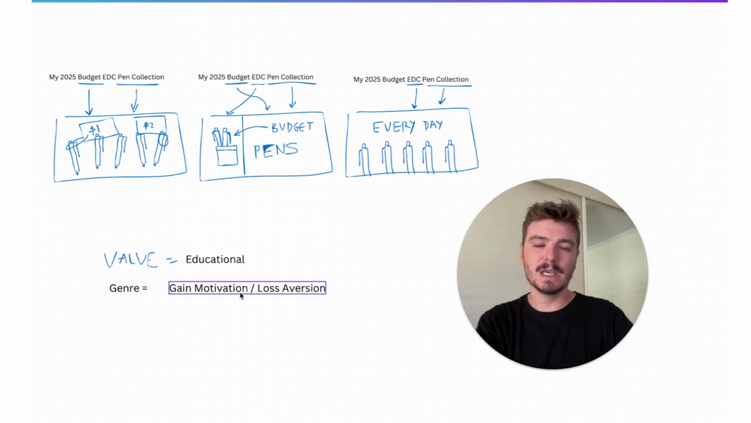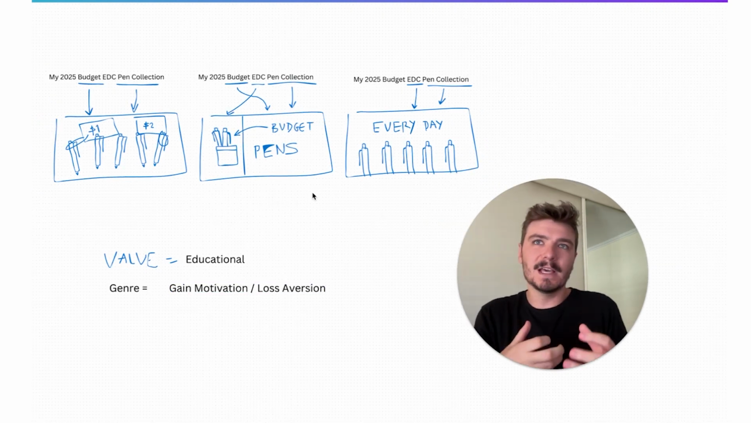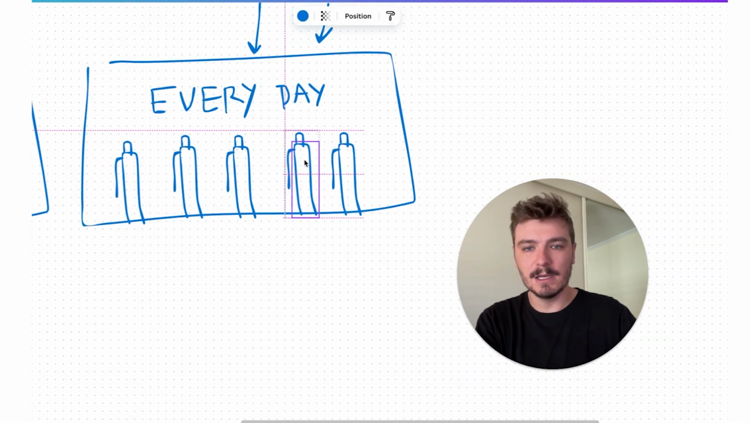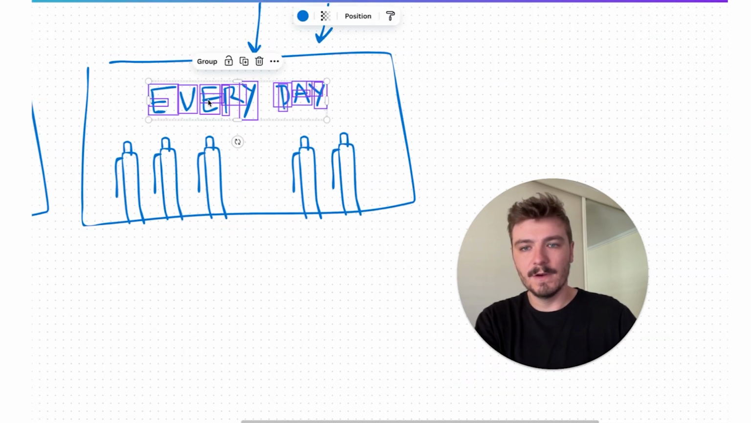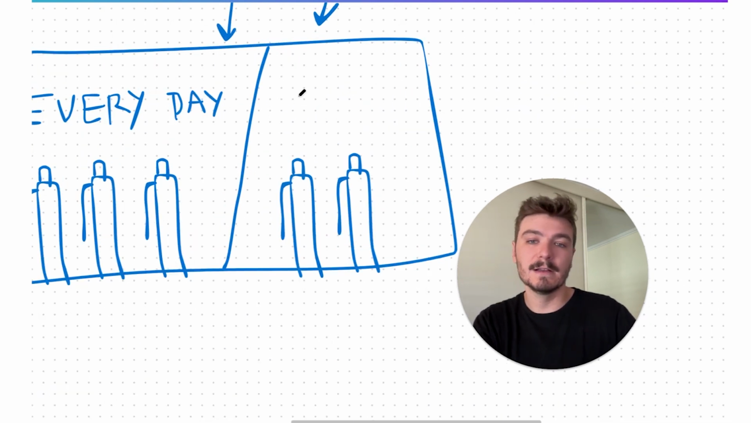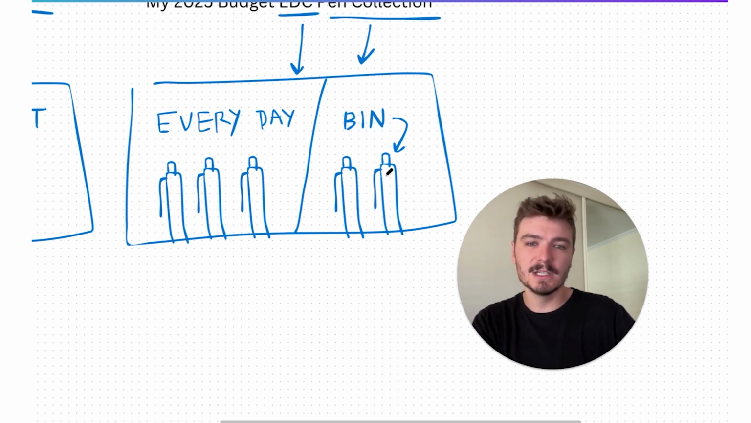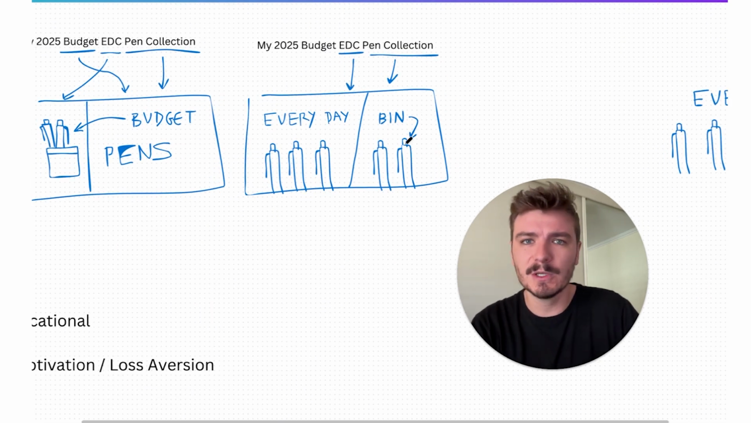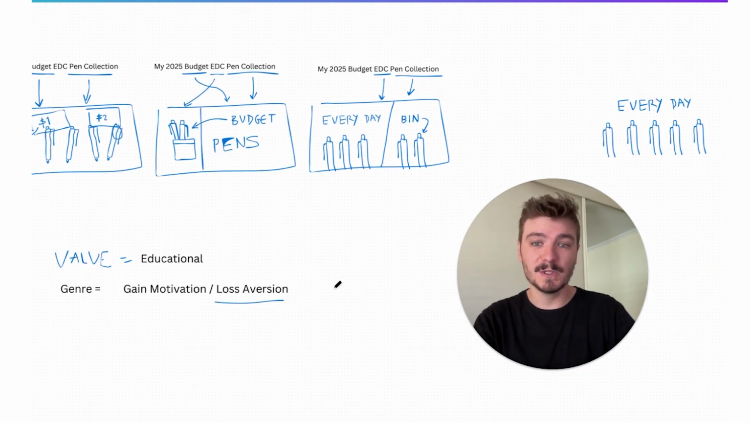So what we could do is keep it as gain motivation, or we could make it slightly loss aversion. So if we take this one here and move this, if I write every day here for these, cut that like that, and write bin for these, then all of a sudden you want to know, why are these good and why are these going in the bin? So now we've added some loss aversion to it because you're thinking, oh, maybe I'm using one of these pens here that he's throwing in the bin. So you're worried maybe I'm using a pen that's really bad.